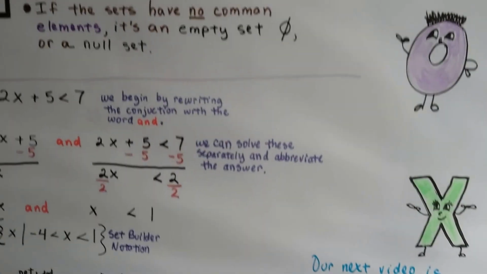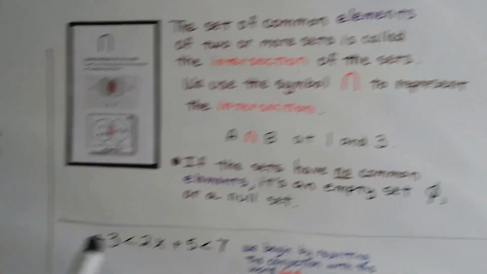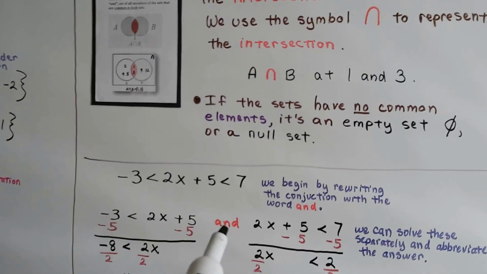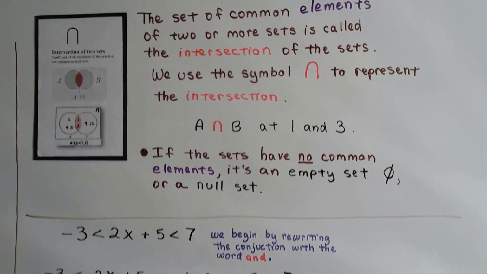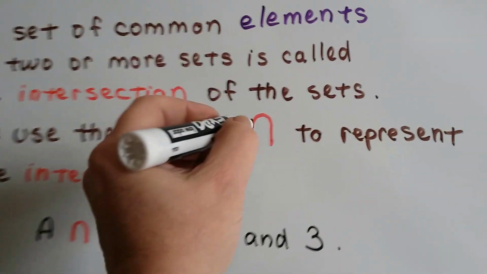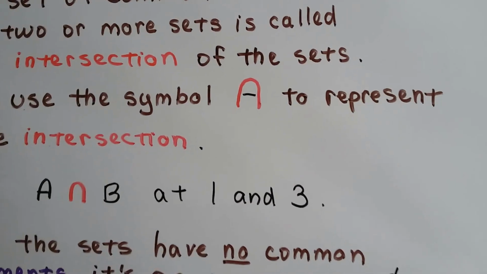Now, I found one of the things that really helps me with intersections is there's a word and in between them, right? And when I look at the symbol for intersection, it kind of reminds me of an A. All I have to do is cross it, see? And it makes an A. All right?